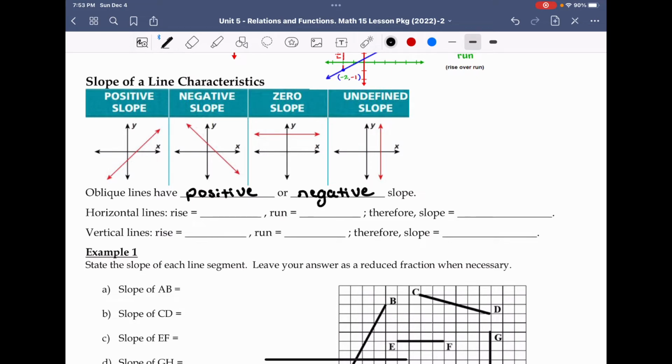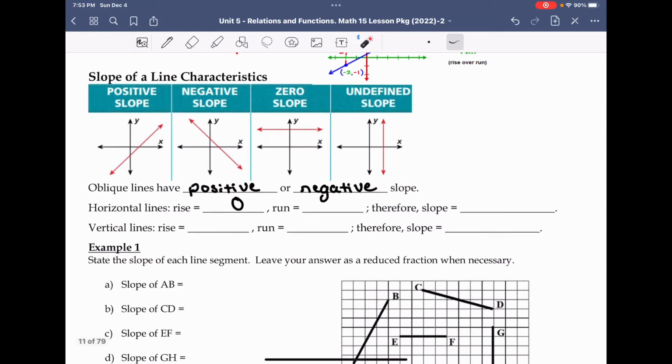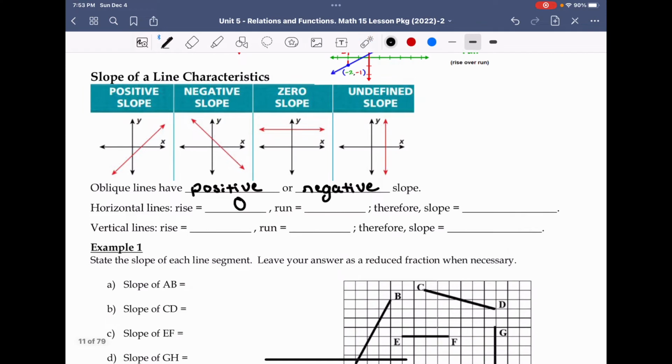Okay, horizontal lines. So if we look at this example here, a horizontal line, in this example there is no increase between those 2 points on the graph. So if I was to draw a point here and a point here, going between those points, there's no rise. So we actually say the rise is 0. The run is determined by how many x units we move between 2 different points. So it's our change in x, and therefore the slope is rise, which is 0, over run, which is our change in x. Therefore, the slope is equal to 0.